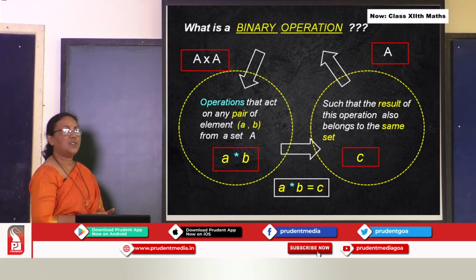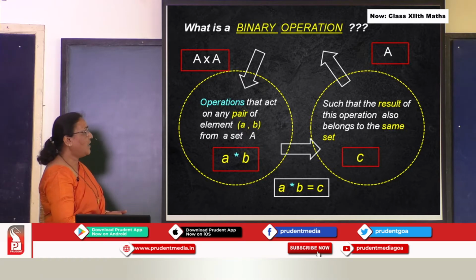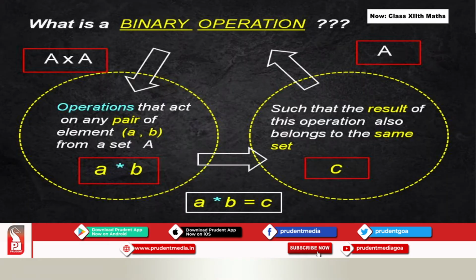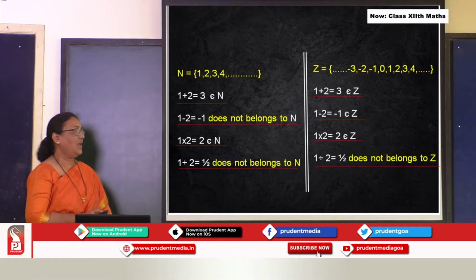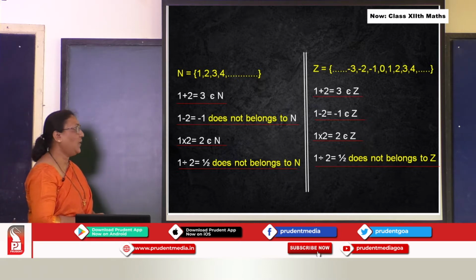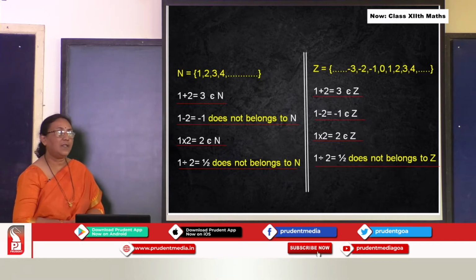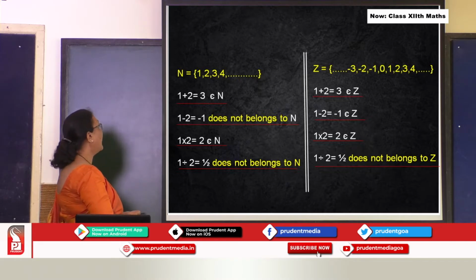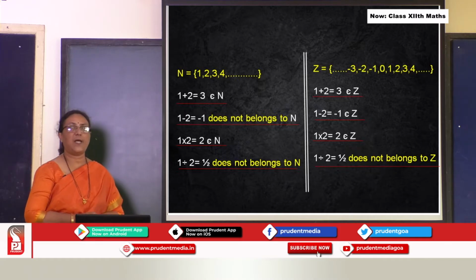Is it clear to you all, students, what a binary operation is? See, if you take any two elements of the set and the resulting answer also belongs to the same set, then that operation is called a binary operation. Any doubt here? Okay, now I am telling you in numbers. N is the set of natural numbers, starting from 1, 2, 3, 4 till infinity. You know that 1 plus 2 equals 3, and the answer 3 also belongs to the same set. Therefore, plus is a binary operation.